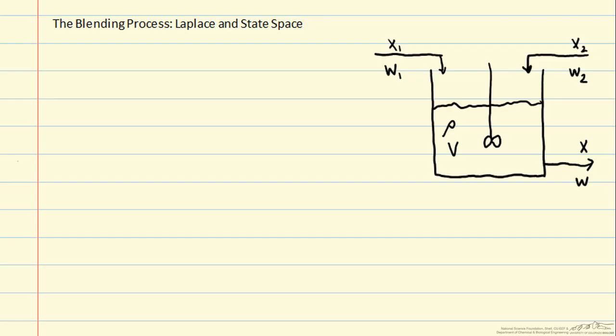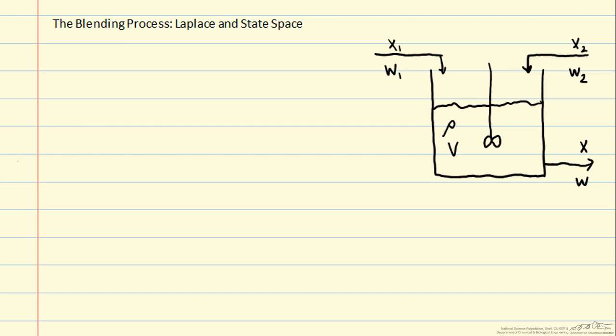In previous videos, we applied the Laplace transform method to solve linear dynamic equations. And we also used the state space method to rewrite a linear, multidimensional dynamic system into a single matrix equation. Here we will look at the blending process, and we will combine Laplace transform and state space.